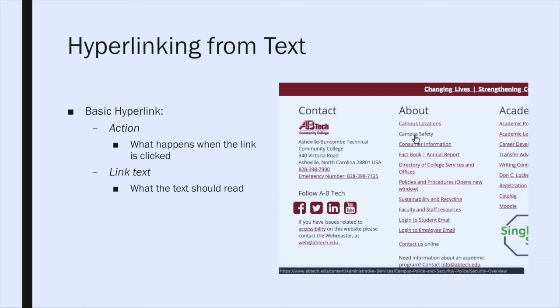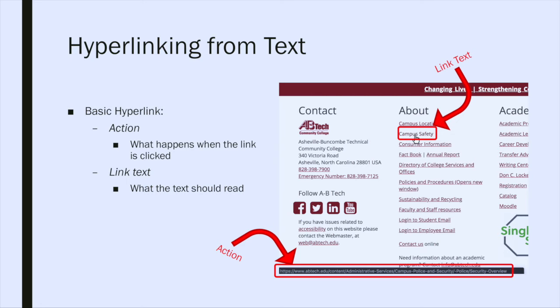For a good example, let's take a look on the right side where you see the footer of the AB Tech website, and let's click on Campus Safety. That will take you to the URL listed in the bottom. As you can see, that's abtech.edu/content/administrative-services/campus police and security/police/security overview. When you click on that, that will take you to the action. Again, that is what happens when the link is clicked.